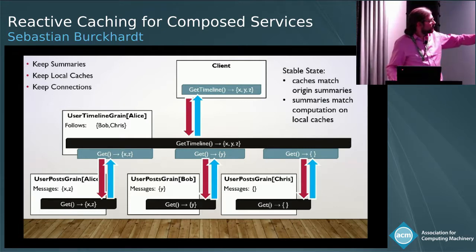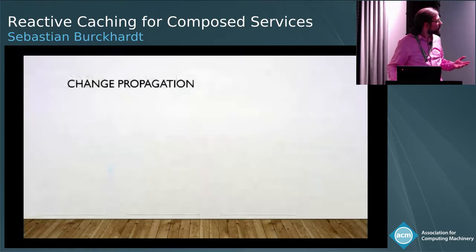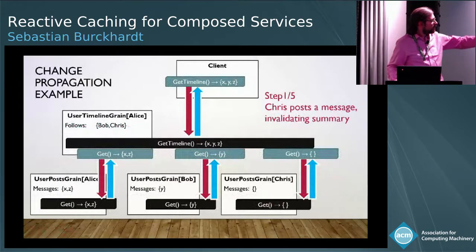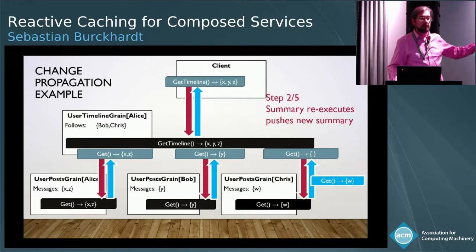Suppose, for example, that on the rightmost side here, I am adding a message which will change the overall result of the computation. Let me just go there. Okay. So I'm actually adding a message. Chris posts a message to the grain there. So what happens is the summary gets invalidated. This is what I mean by that crossed out. So I mark the fact that this summary needs to be recomputed. When the scheduler gets around to it, it will recompute this summary. And in this case, it will determine that the result has changed.